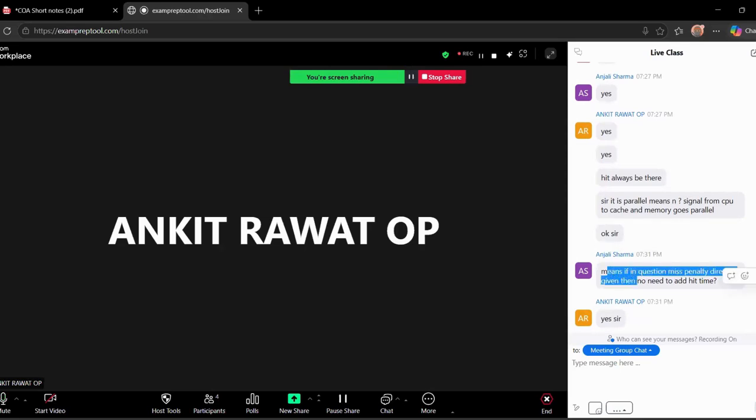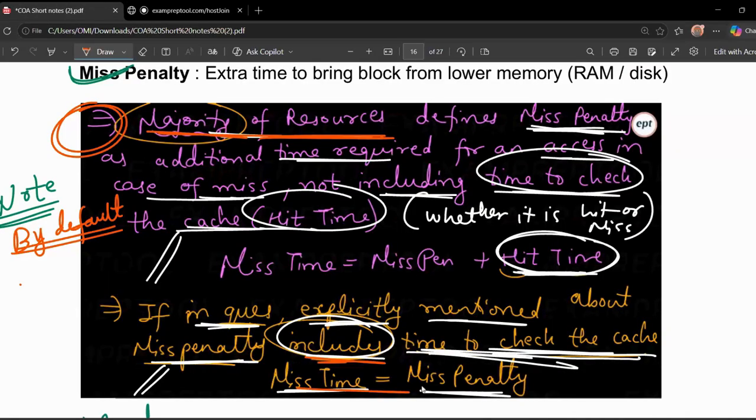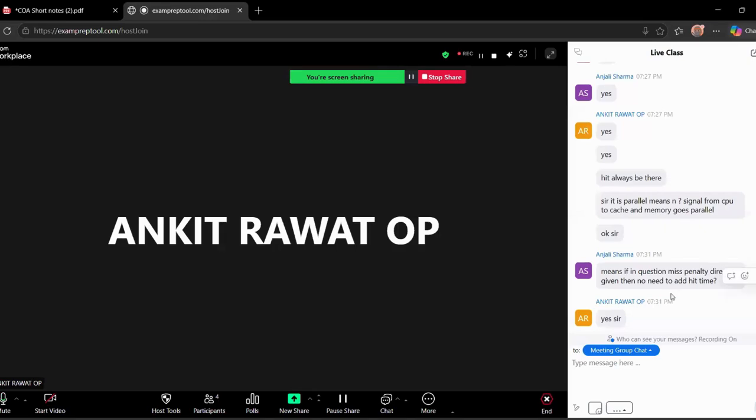So there is another question. If in the question the miss penalty is directly given, then no need to add hit time. There are two things. First, if in the question they have given the miss penalty and explicitly mentioned that it includes the time to check, then no need to include it.